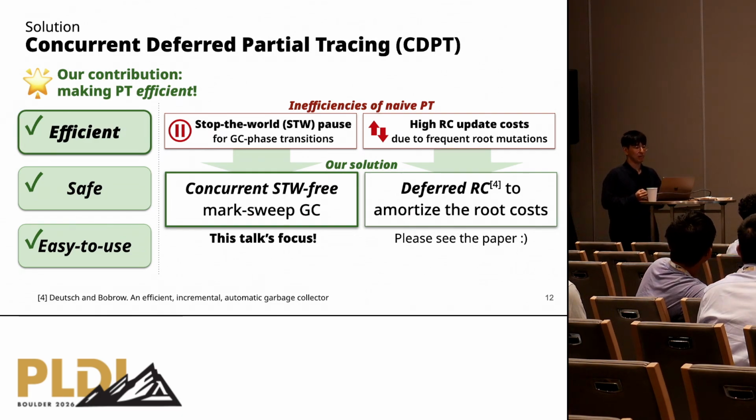Our contribution is making partial tracing efficient through a highly concurrent design. For the stop-the-world pass, we make tracing concurrent with a stop-the-world-free mark-sweep design. For the high RC update cost, we follow the classic wisdom of deferred reference counting, which amortizes the cost of root updates. Together, these give all three criteria at once. In this talk, for the first time, we will focus on the first one, the concurrent stop-the-world-free mark-sweep design.